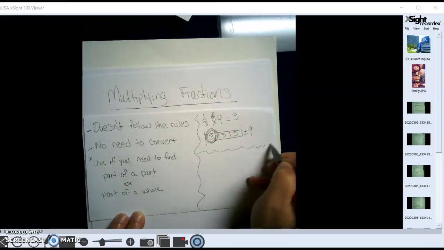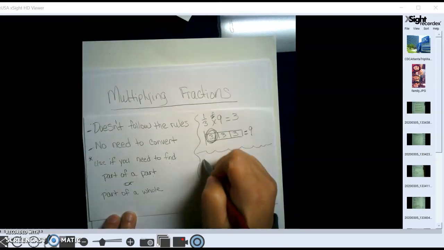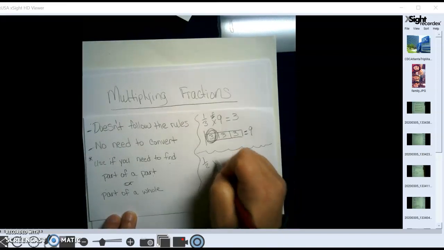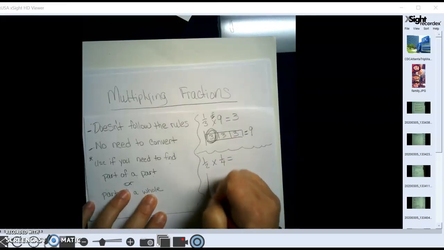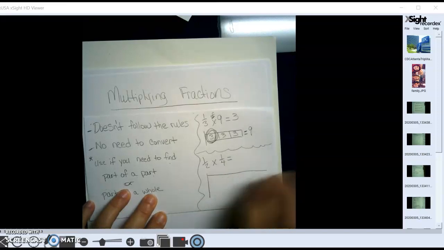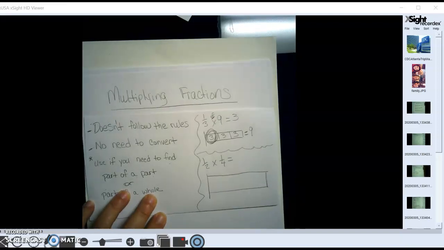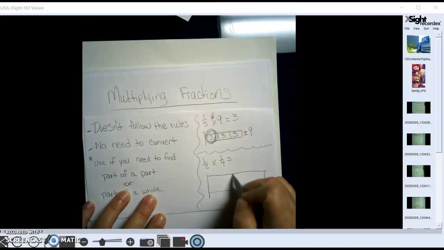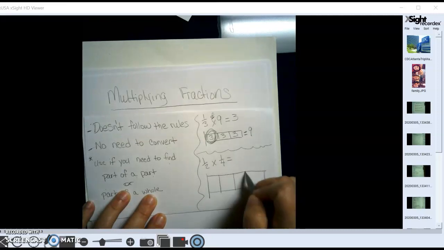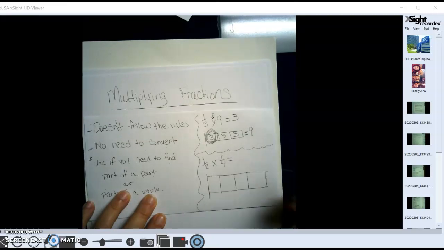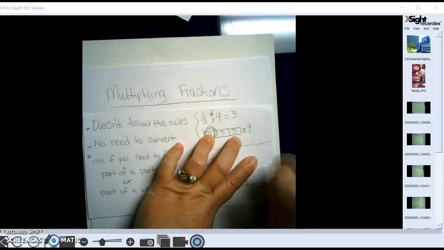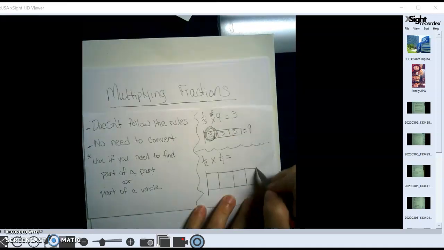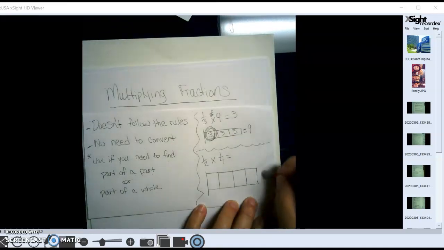Now let's look for part of a part. If we're looking for part of a part, let's say we're going to do 1/2 of 1/4. And again, I can draw a model. I'm going to draw it kind of big because I know I have to split several different parts. The first thing I'm going to do is split it into fourths because I'm looking for half of a fourth. And I'm going to make my model a little bit smaller. There we go, so that they're closer to even.